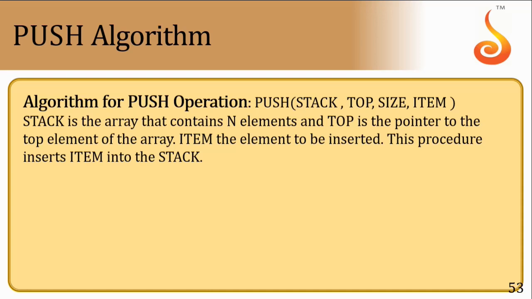Top would be pointing to that last element which was pushed in. If there are 5 elements, it would be pointing to the fifth element. Like first you push in the first element, second, third, fourth, fifth. So top would be pointing to the fifth element. Item is the element which is inserted, and the procedure of inserting item into the stack is push. Getting it? Now we'll write the algorithm.